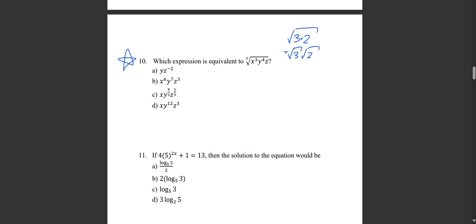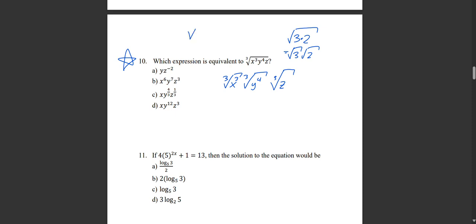We will do the same thing here. So the cube root of x times the cube root of x cubed, cube root of y to the 4th, times the cube root of z. And the answer choices want fractional exponents, so let's see what happens.